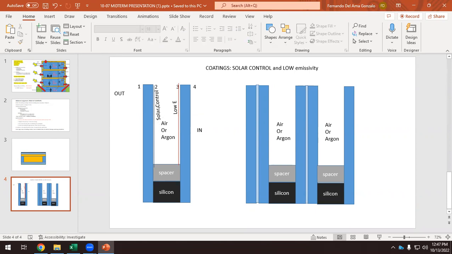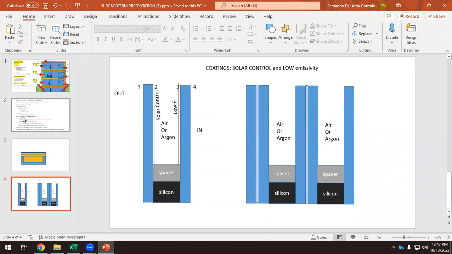Okay, what do we want with the solar control? I want to keep the sun out. With the solar control, I keep the sun out. With the low emissivity, I want to keep the heat in, sorry, the heat in winter. Okay, so usually this is what we have.